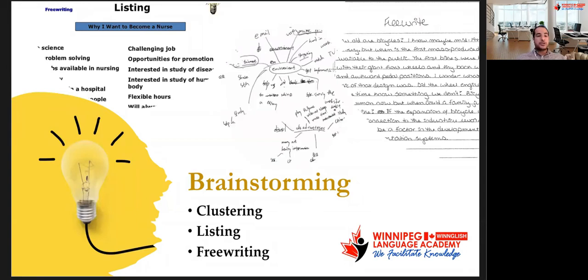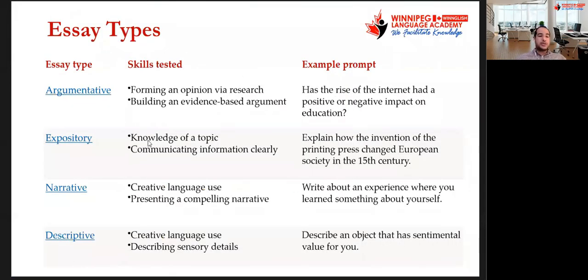Now, moving to the types we were discussing last time, we talked about the argumentative essay. Usually when we have an argumentative essay, you want to test your students. So you give them an argumentative essay to test how they can form an opinion via research. They need to do some research. You also need to test how they can build an evidence-based argument. Okay, now this is an example of the prompt you might have, and we have covered this already last time.